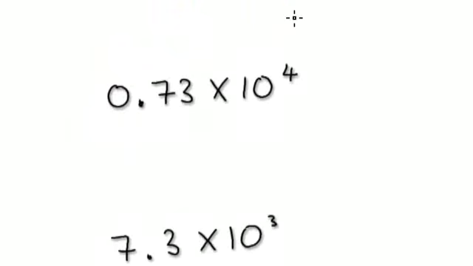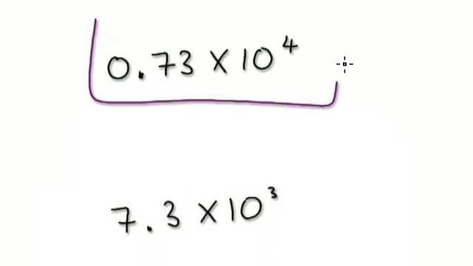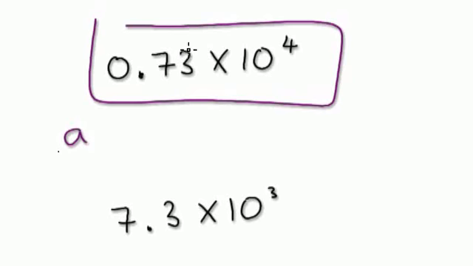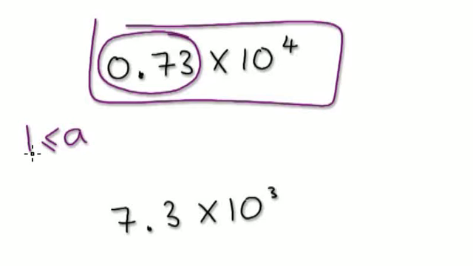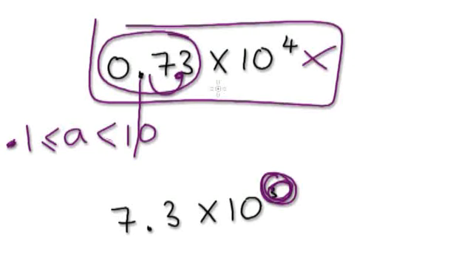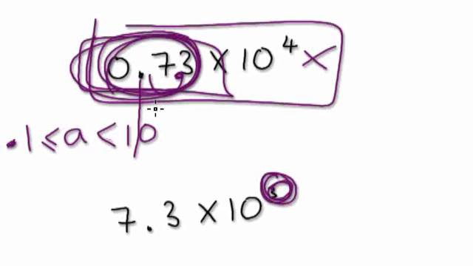Or look at this here. This is not standard form because remember the a, which is this bit here, has to be 1 or bigger, but less than 10. Less than, not less than or equal. Well, this thing here is smaller than 1, so this is not allowed. You probably have to move the decimal over here and then decrease this by 1. But you just can't express it like this because this number is less than 1.